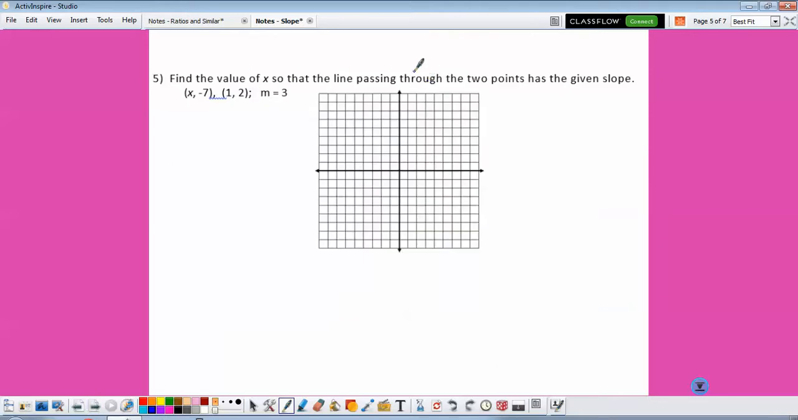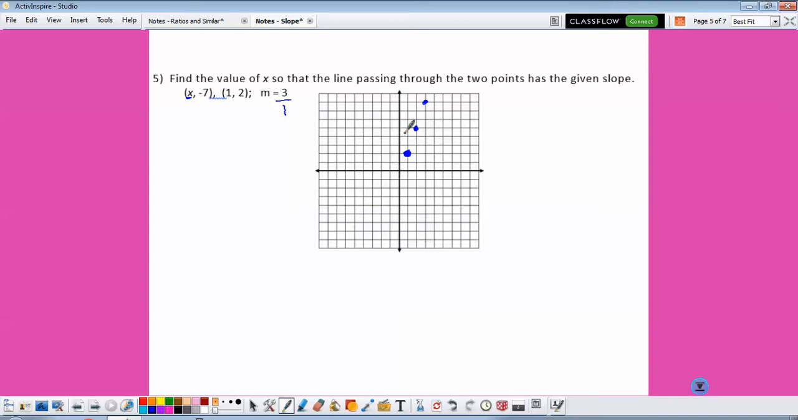Find the value of x so that the line passing through the 2 points has the given slope. So we want to figure out what this coordinate is, this missing x value here, if we use the point 1, 2 and have a slope of 3. So coordinate 1, 2, and a slope of 3 means we're going to go up 3 and over 1. So remember, 3 as a fraction would be over 1.